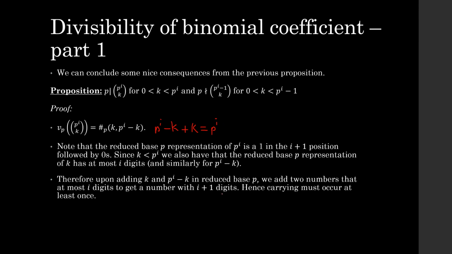So, the only way that we can get more digits than we started out with is if we have carrying during addition. And so if carrying occurs at least once, that means that VP of P to the I choose K is bigger or equal to 1, and so P is going to divide P to the I choose K. Because the highest power of P that divides P to the I choose K is bigger than P, so we've at least got that P divides P to the I choose K.